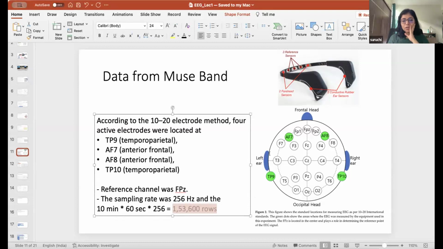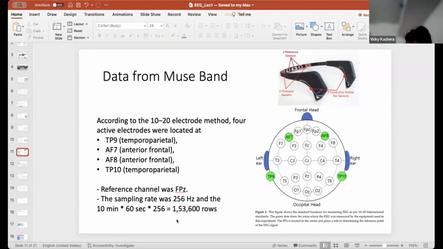4 electrodes and signals at 1,53,600 times, if that was a 10-minute data with this sampling rate. So that's why this is important. You need to know how many sampling times. Ma'am, rate and frequency is same, right? Yeah, it is same. Generally, we use sampling rate because frequency is also used for several other contexts. Okay. So you stick to sampling rate.